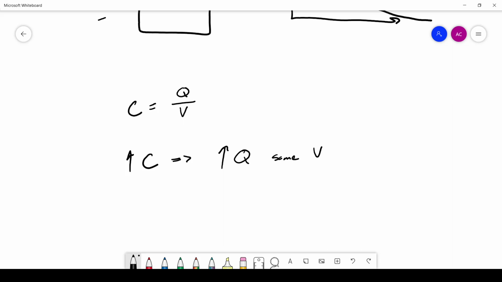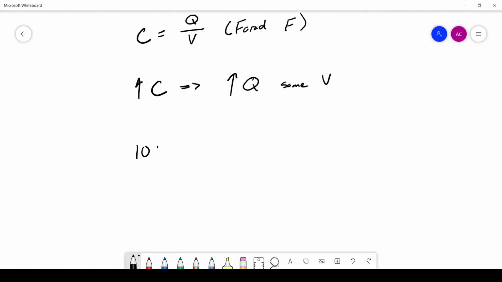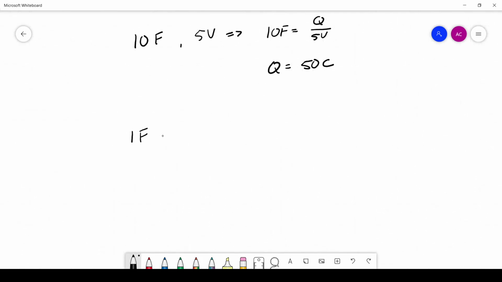So let's say we just have a 5-volt source, or a 5-volt supply. If we have a 10 farad capacitor, the unit for this is farad, or F, and a 5-volt source, then 10 farads is equal to the amount of charge divided by 5 volts. That will give us Q, charge, equal to 50 coulombs of charge. So if we apply 5 volts on a capacitor, it will store 50 coulombs of charge. Now if we just have a 1 farad capacitor and the same 5-volt supply, then following that same logic, we can only store 5 coulombs. Okay? So you can see that a bigger capacitor means we can store more charge. Okay? So that means that it's going to have a bigger capacity.